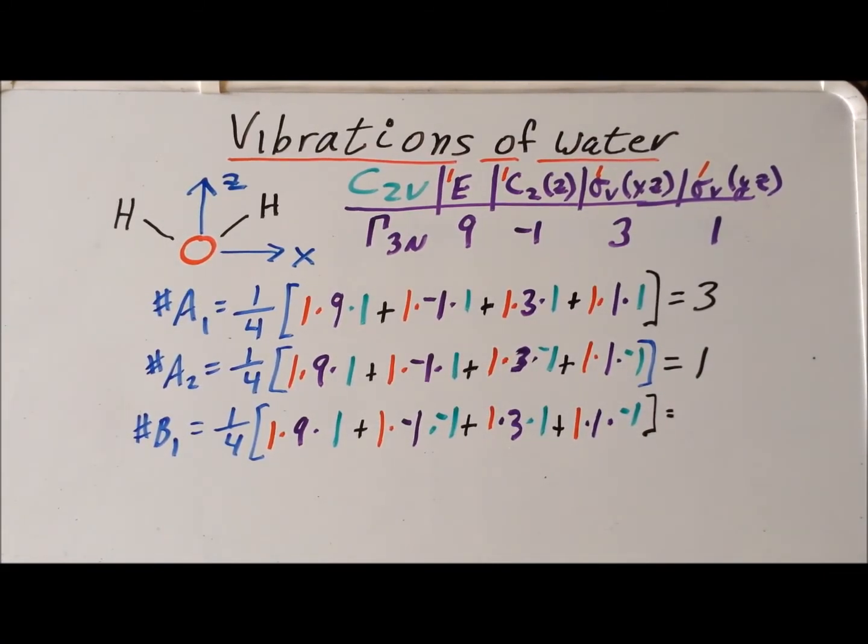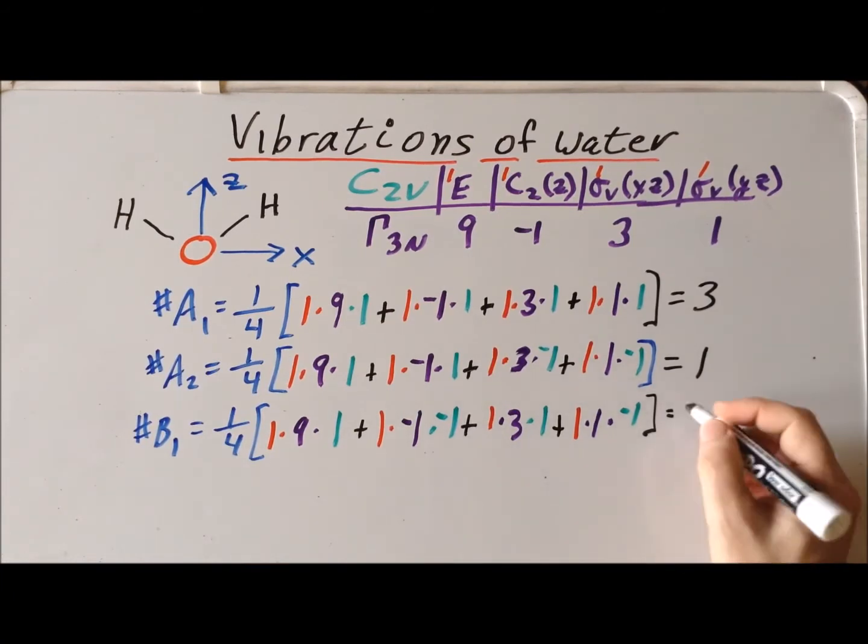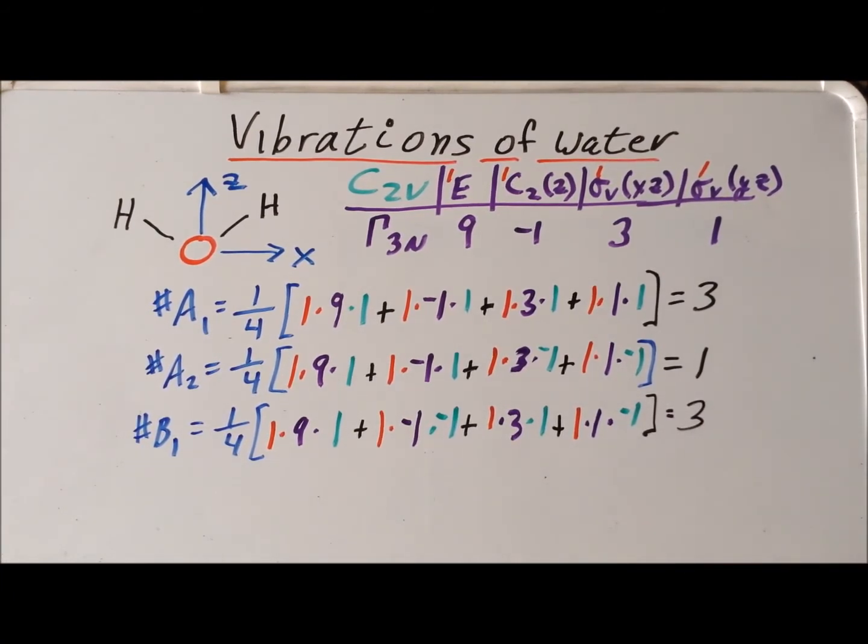You will also notice that the third factor in each of these cannot be identical from A1 to A2 to B1. So each irreducible representation has a different set of these numbers. For A1, all the ones are positive. For A2, we have a positive 1, then a negative 1, and a negative 1. For B1, we have a positive 1, negative 1, positive 1, negative 1. So this gives us 9 plus 1, which is 10, is 13, minus 1 is 12. So we have 1/4 of 12, so we have 3 B1s included.